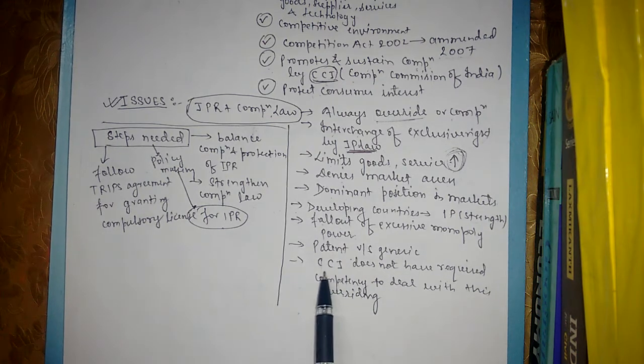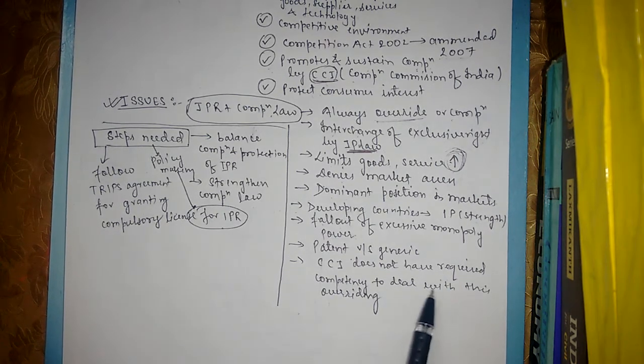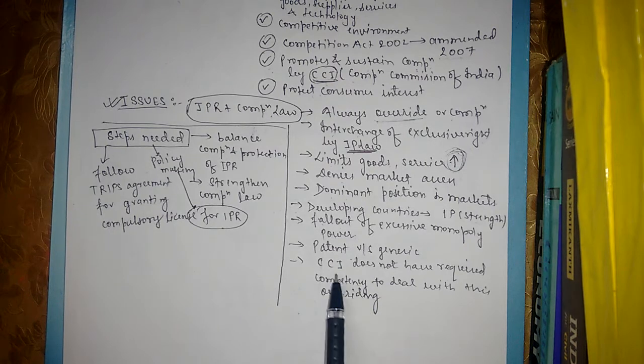And CCI, what is CCI, you remember CCI, that is the Competition Commission of India. The Competition Commission of India doesn't have the required competency to deal with this overriding, right?